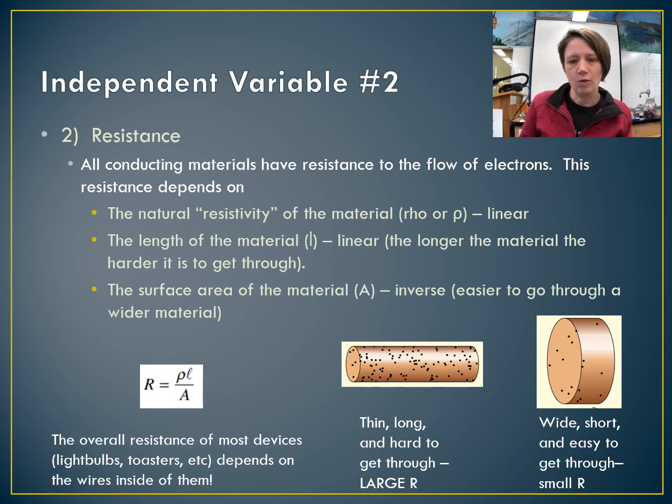When you take a random device like a light bulb or a toaster, they will have characteristic resistance values that depend on using this equation for all the wires that are inside of them. So the value of resistance of a light bulb, for example, doesn't typically change because the wires inside it are all set.